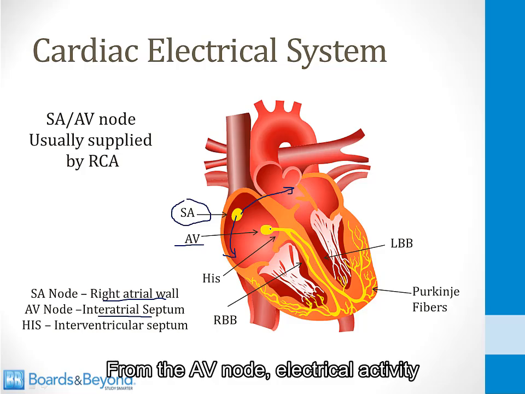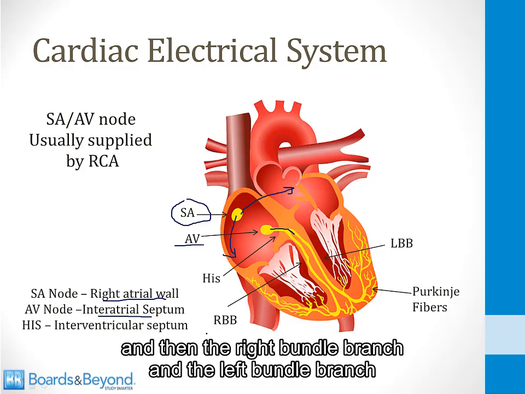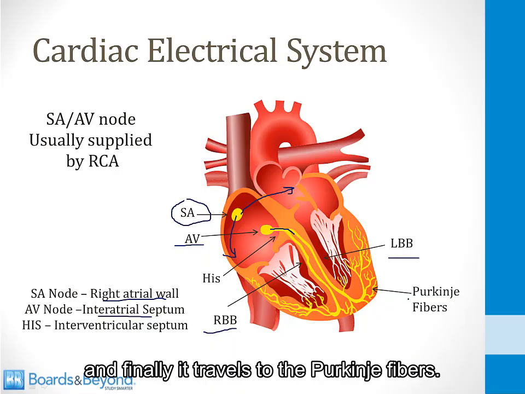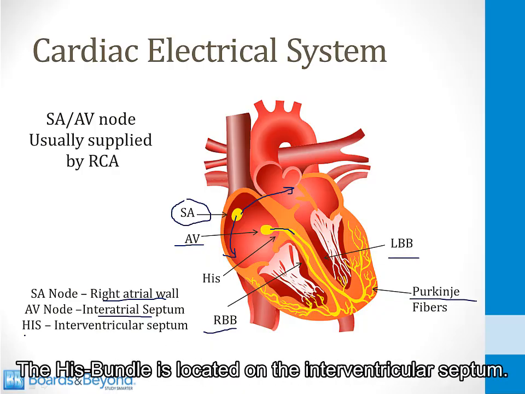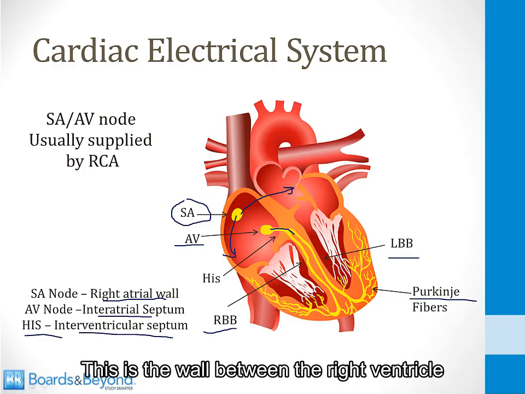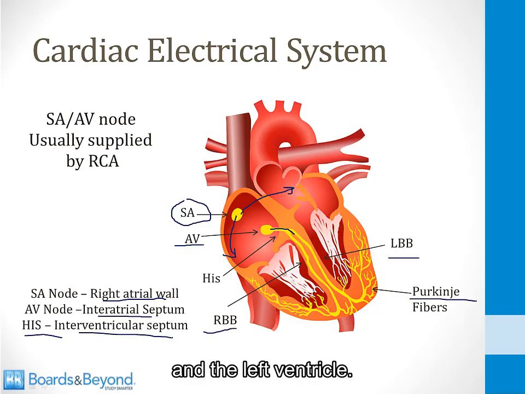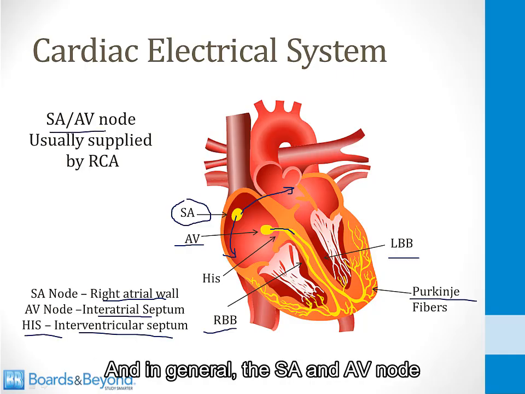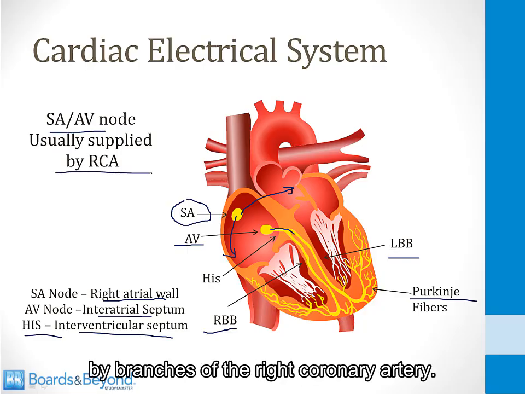From the AV node, electrical activity travels through the His bundle, and then the right bundle branch and the left bundle branch, and finally it travels to the Purkinje fibers. The His bundle is located on the interventricular septum. This is the wall between the right ventricle and the left ventricle. And in general, the SA and AV node are usually supplied by branches of the right coronary artery.